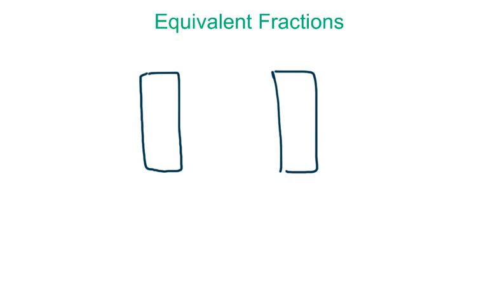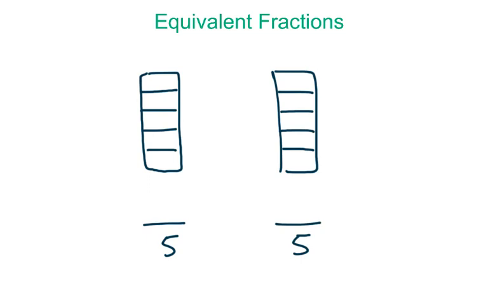Okay, let's move on to another example. This time we're going to use 2 bars or 2 rectangles, and I've put them vertically just to show you that it doesn't matter which direction we do our rectangles. And I've cut them both into 5 pieces each, which would make them both fifths. So on the left and the right, they're exactly the same at the moment.